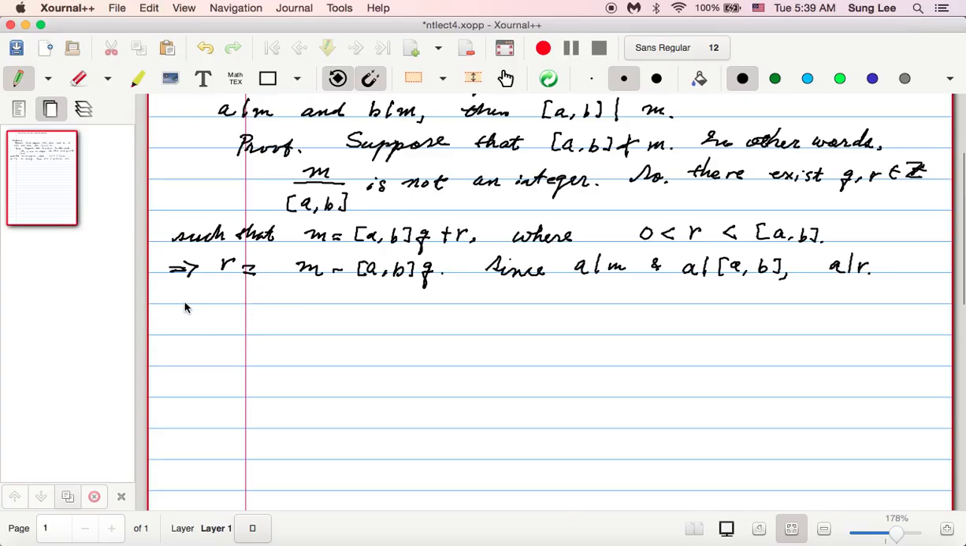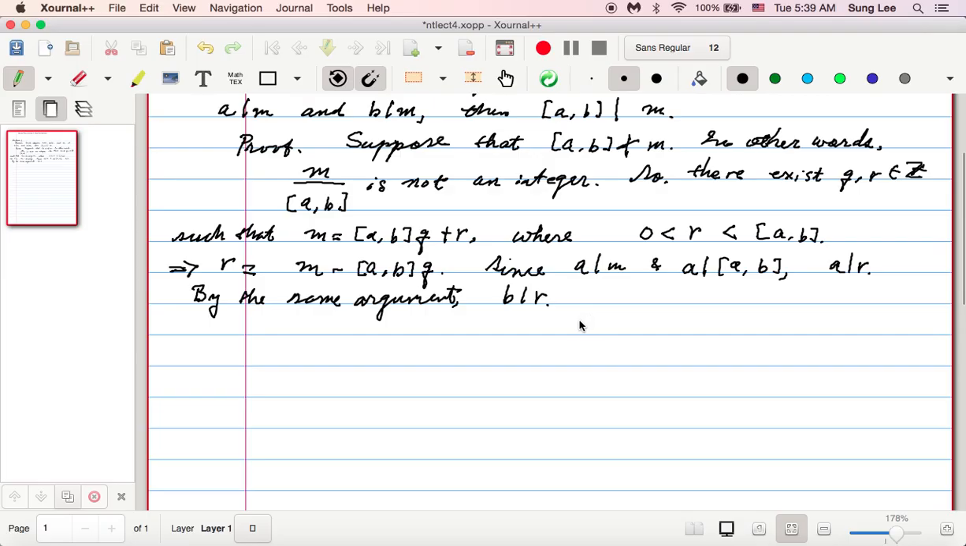Similarly, by the same argument, what I mean by that is, again, by assumption, b divides m, and also b divides the least common multiple of a and b, so b must divide r. So by the same argument with b, we get this one too.